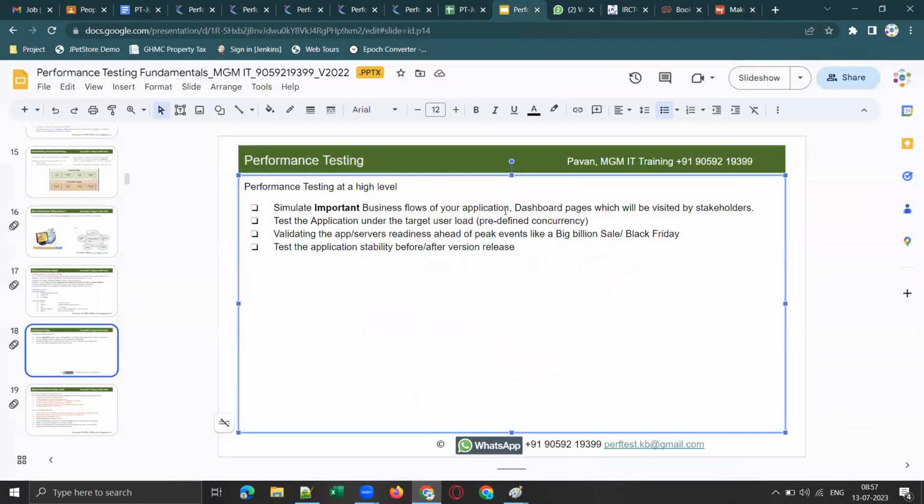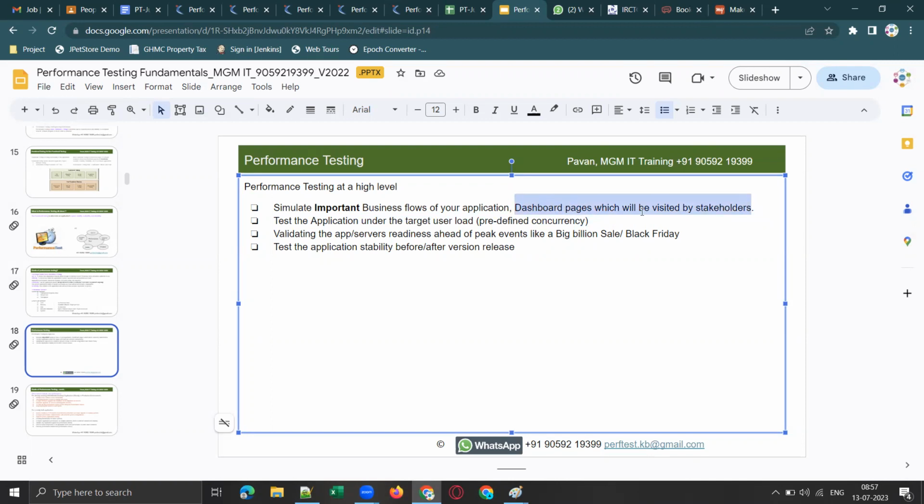I want to quickly finish this, guys. We have 3 more minutes. So we'll first identify and simulate the important business flows of the application. And not only that, we will also include the dashboard pages, which will be visited by the stakeholders of the application. Stakeholders means management of the application.